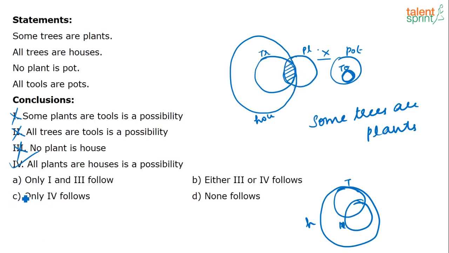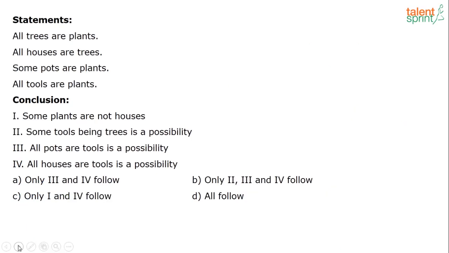So, here only conclusion 4 follows, that is option C. Yeah. Now, the next question is there on your screen. All trees are plants. All houses are trees.